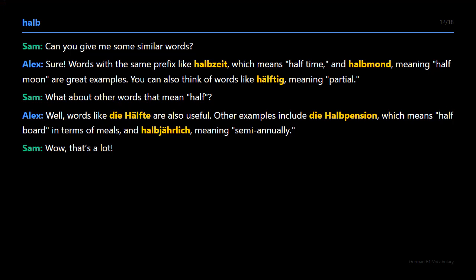What about other words that mean half? Well, words like die Hälfte are also useful. Other examples include die Halbpension, which means half board in terms of meals, and halbjährlich, meaning semi-annually. Wow, that's a lot.